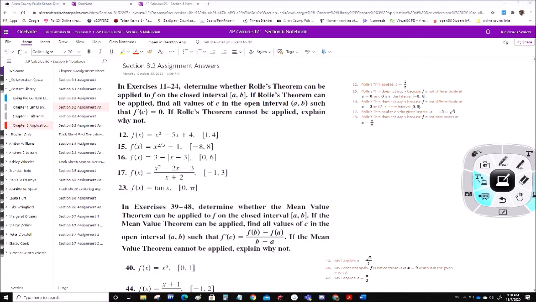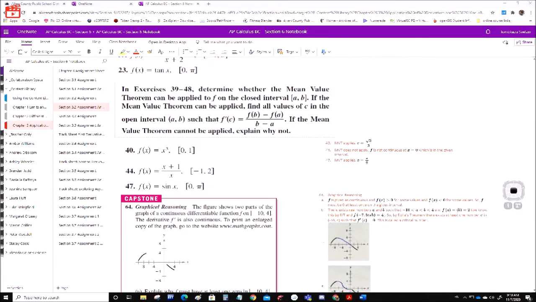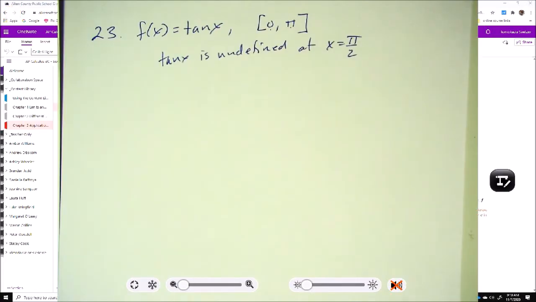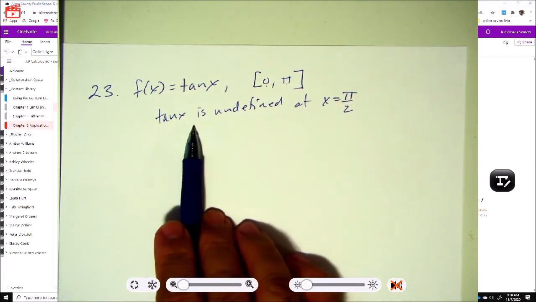Okay, 47. I'm looking for the instructions for 47. This one's doing mean value theorem. All right, mean value theorem. Okay. So all I basically did was reread the answer to you.